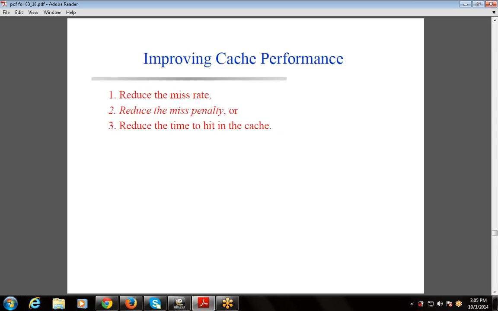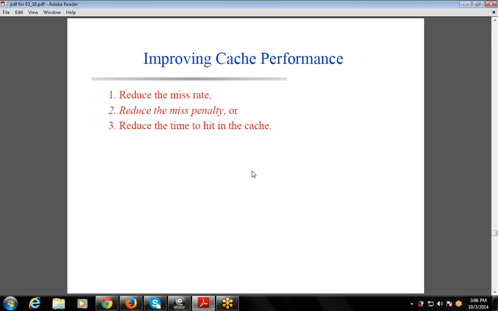Then next is the next technique for improving the cache performance, which is the miss penalty. So till now we have discussed only one method for improving the cache performance, that is the miss rate. The next one is the miss penalty, that is how to reduce the miss penalty. Till now we have covered how to reduce the miss rate.